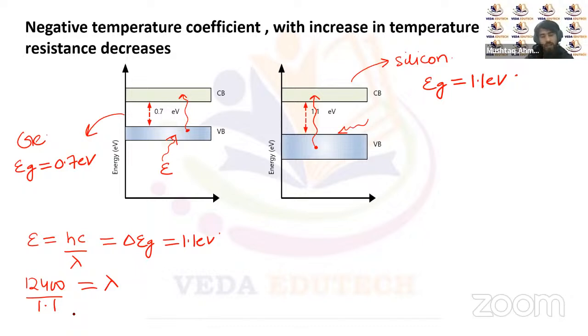Or we can say radiation of this wavelength will actually excite an electron, or make it transit from valence band to conduction band in case of silicon. So radiation of this wavelength will be required to make the transition. Ideally speaking, this much wavelength will be required.